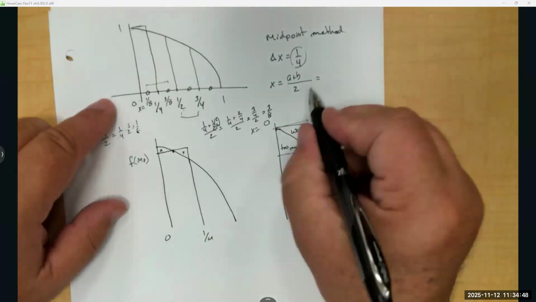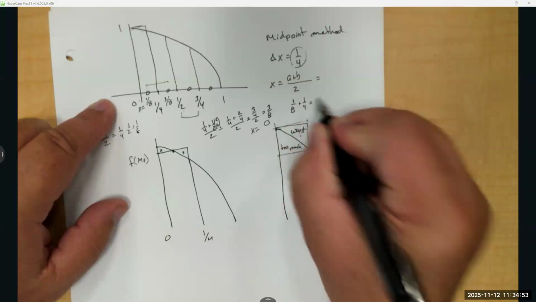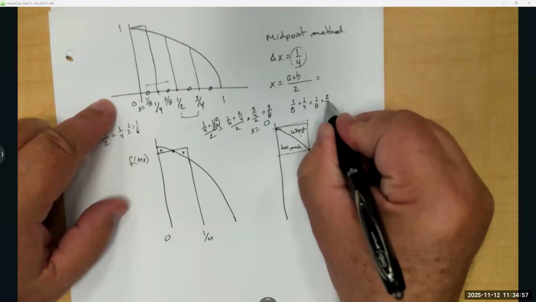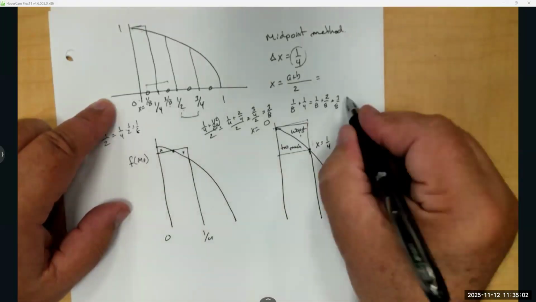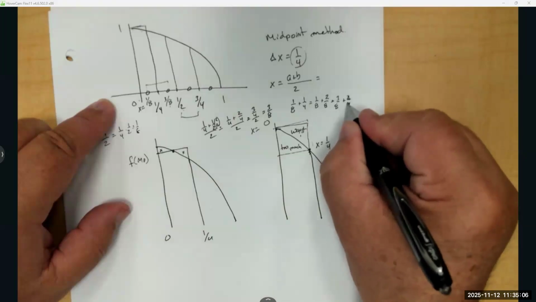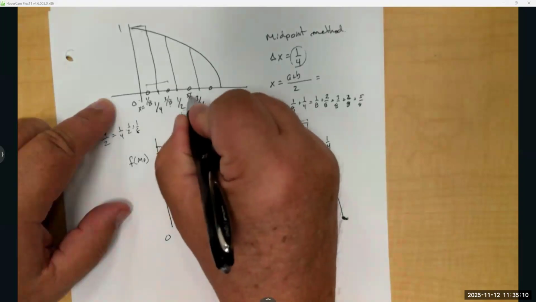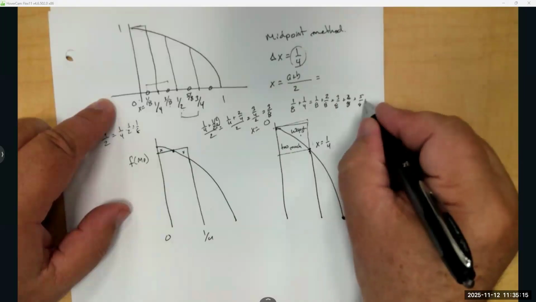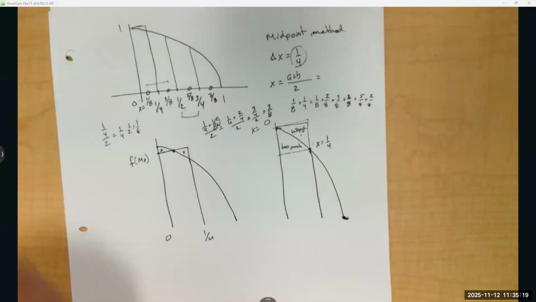So start off with your first midpoint, which is 1/8. Add 1/4 to it, which is 1/8 plus 2/8, which is 3/8. That's what we got there. So 3/8 plus 1/4, or 2/8, is 5/8. And then 5/8 plus 2/8 is 7/8. So those are your x values.